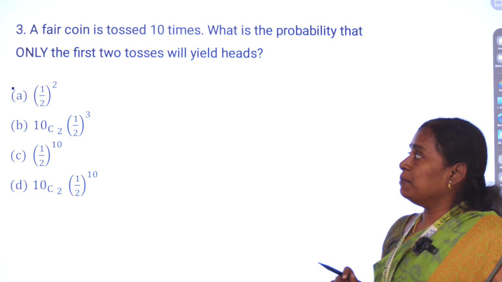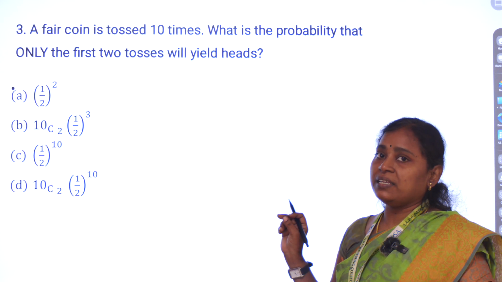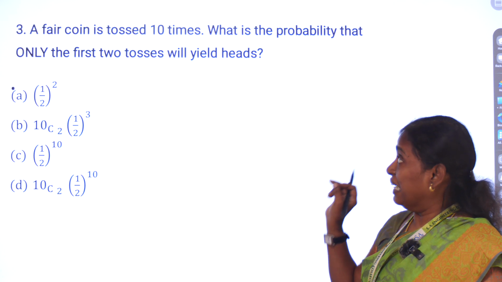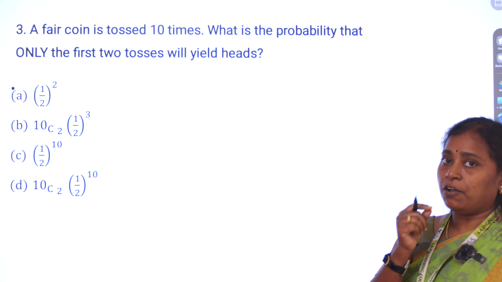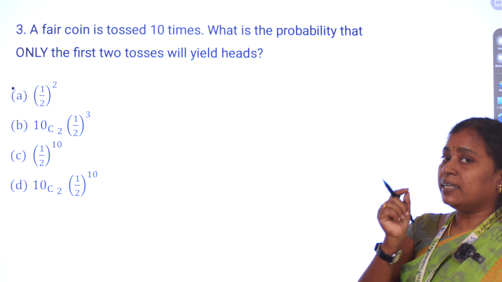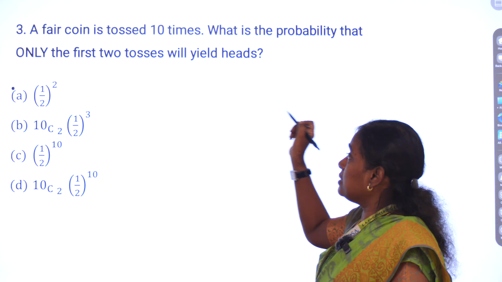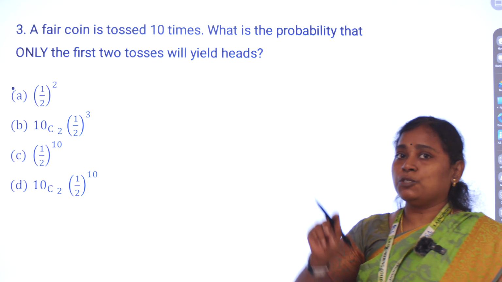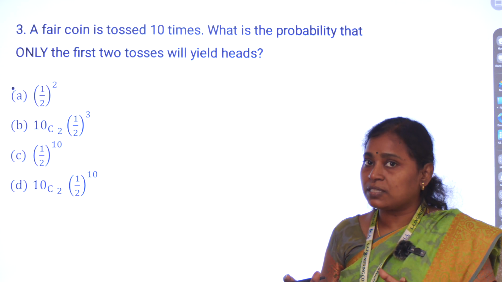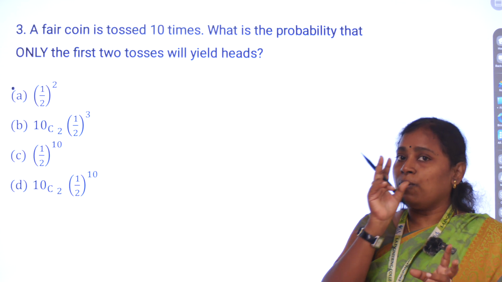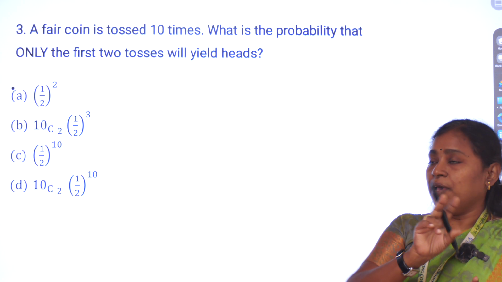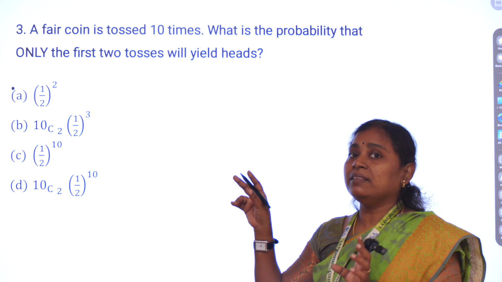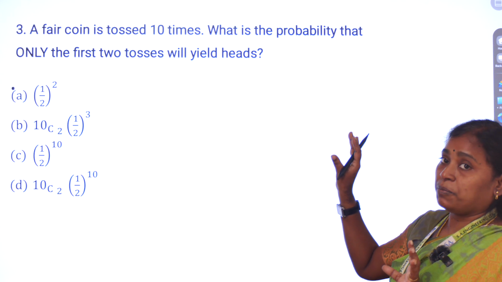The next problem is: a fair coin is tossed 10 times. So you are taking a coin, and you are tossing it 10 times. What is the probability that only the first 2 tosses will have head? Which means that you have 10 tosses, and in 10 tosses, only the first 2 will get head. The remaining all will be the tail. So this is what we got from the question.